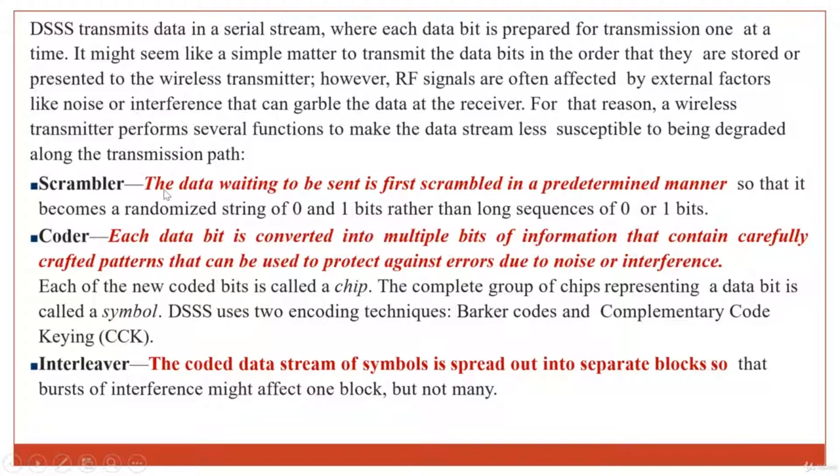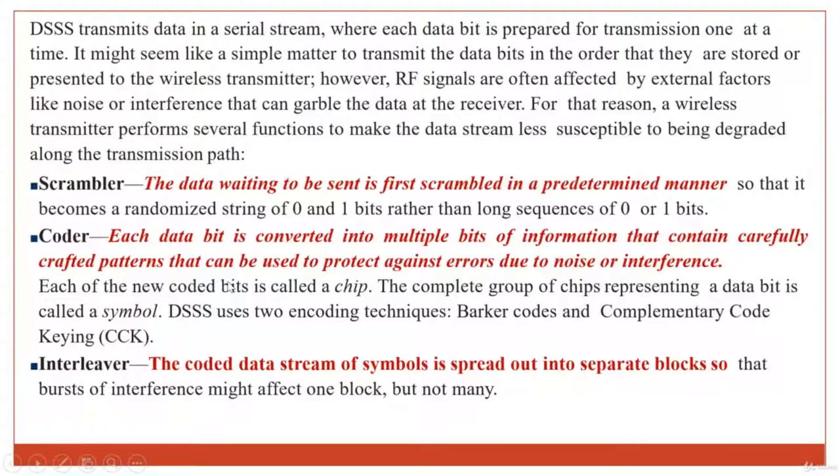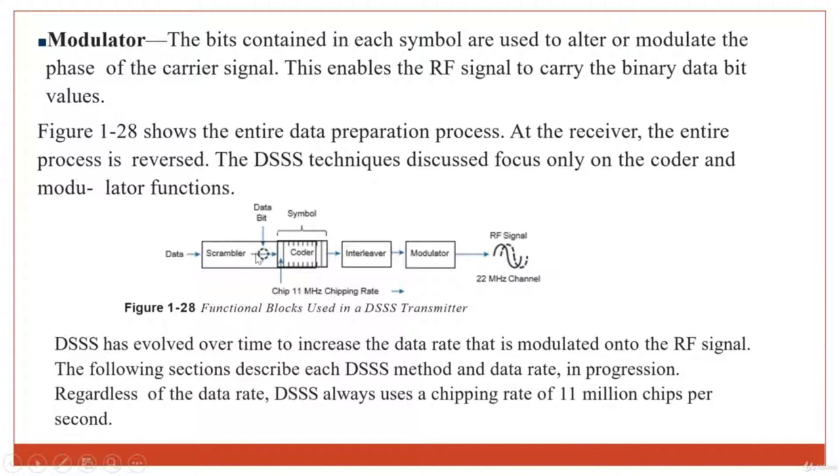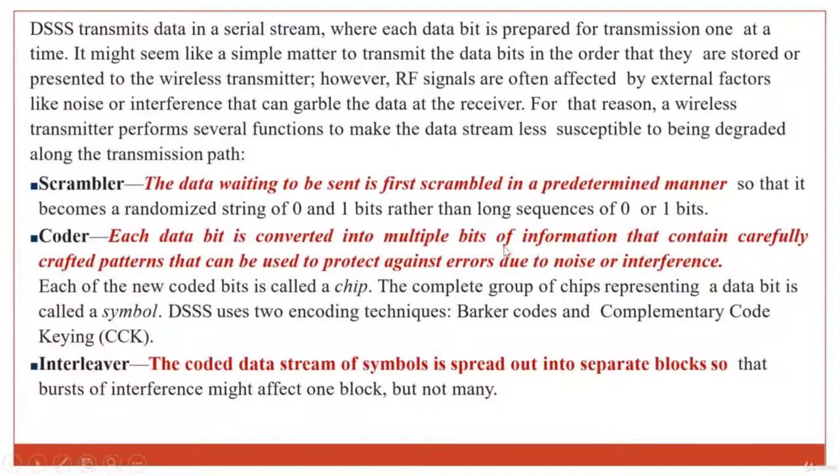So first of all, we have the scrambler. What is it doing? The data waiting to be sent goes first to the scrambler, meaning whenever any request is coming, it goes to the scrambler. It will do some scrambling. Next is the coder, and it's important what the coder is doing: it converts data into multiple bits, whatever is coming from the scrambler. Each of the new coded bits is called a chip.